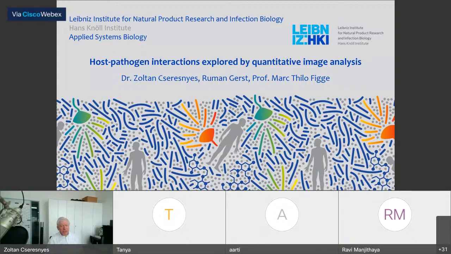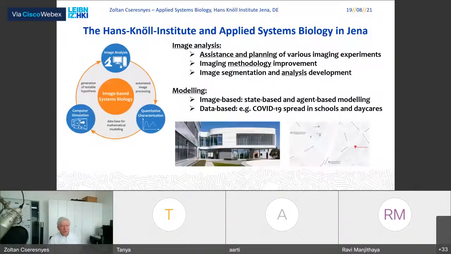I'm Zoltan Cseresnyes, as I was introduced very kindly. Ruman Gerst is the person who actually wrote the software that we will teach in the afternoon. He's a PhD student who will soon graduate, a wonderful colleague, a very bright student. And of course, Thilo, who is the head of the group. We are 12 or 13 people, it varies a little depending on how students graduate. And we do both image analysis and modeling.